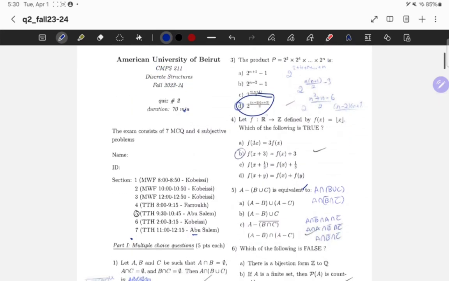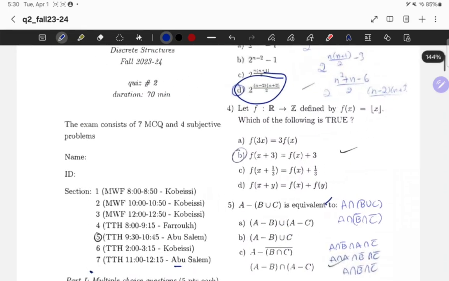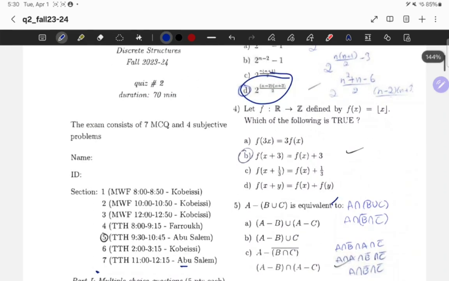Okay, so now given this function that just takes x and gives us the floor of x. So the floor of x, if I had 3.33, the floor is 3. So basically just remove the decimal part, right? Okay, so which one of these is true? Usually in these types of questions you can just try out examples. So if I have f of 3x equal to 3f of x, is this true or false?